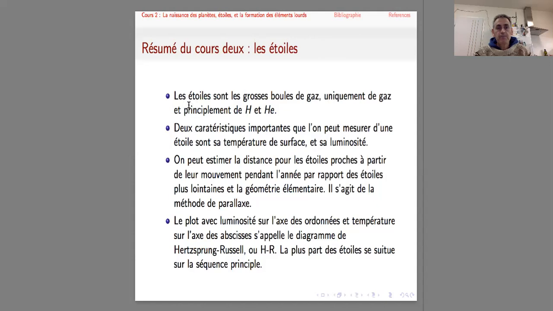So what are stars? Stars are big balls of gas, ionized gas, principally or mostly hydrogen and helium. We can measure their surface temperature and their luminosity, being the amount of energy being liberated by or emitted from a star per unit time.